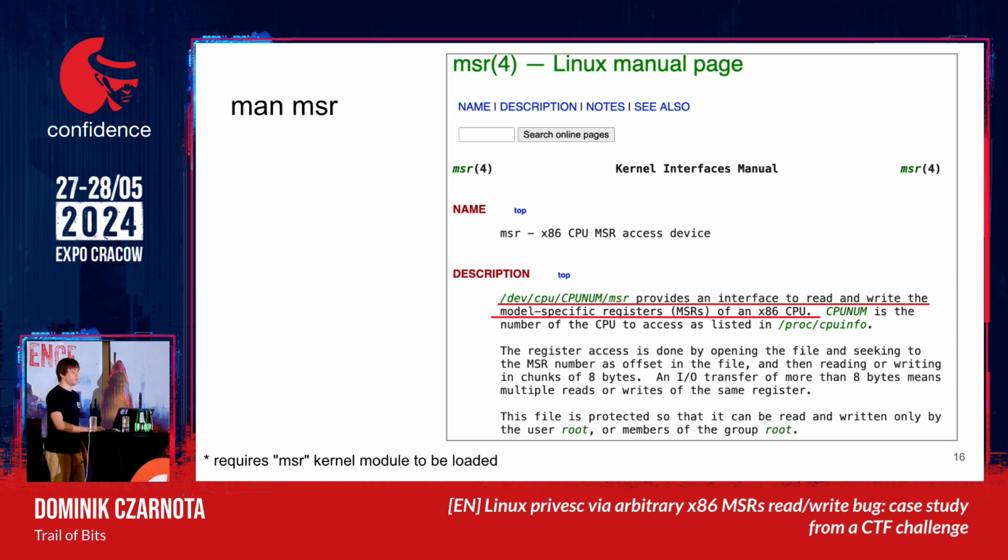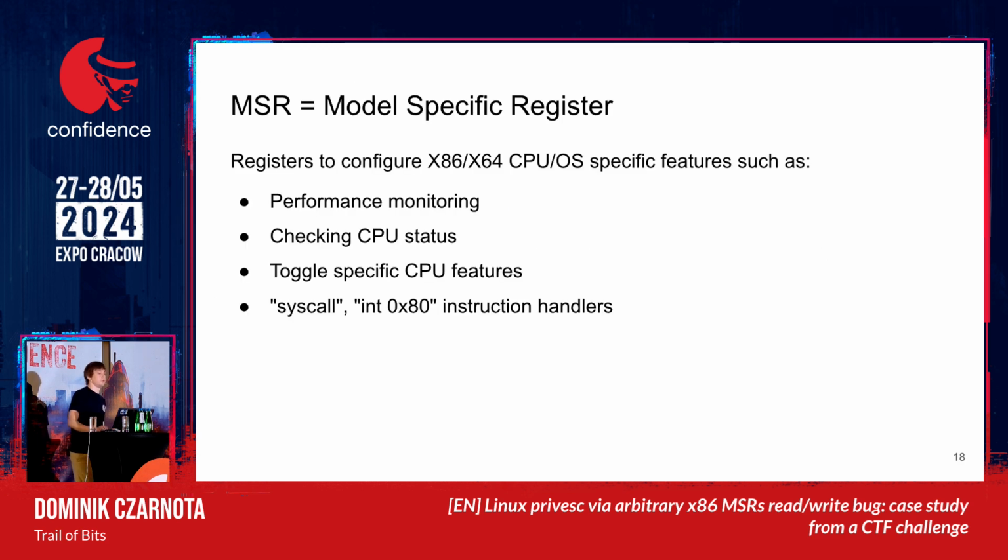And this is basically an interface for reading or writing model-specific registers on x86 or 64-bit CPUs. Those model-specific registers are special registers inside the CPU that allow us to configure certain features of the CPU or read some values from it. For example, some of those features are performance monitoring, checking CPU status, or toggling CPU features. But one interesting thing is that there is a syscall instruction handler there as well, a special MSR for this particular need.